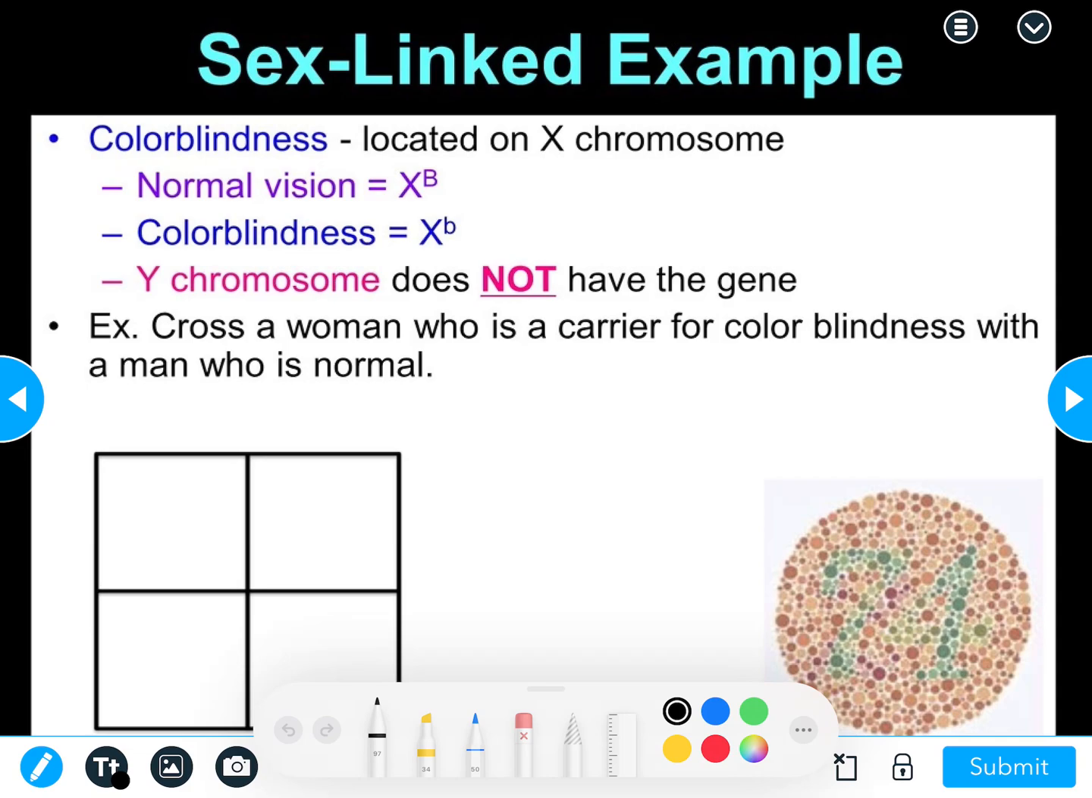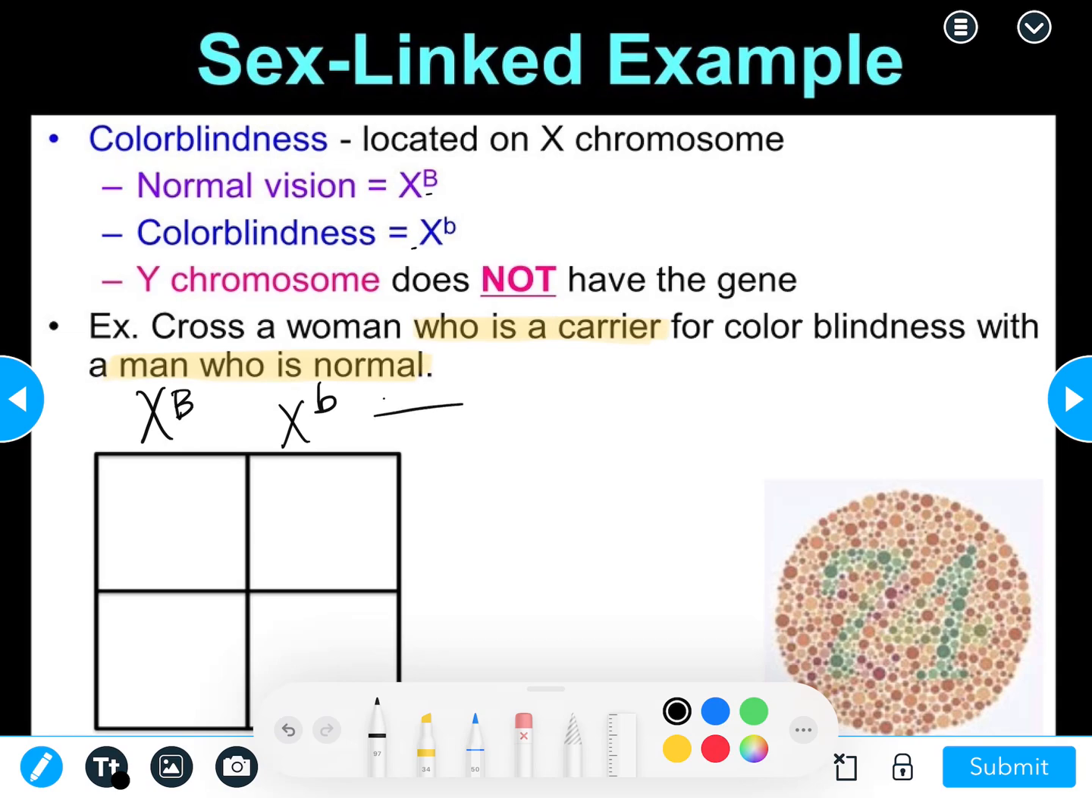So color blindness is a sex-linked recessive trait. So normal vision is X with the big B. Color blindness is X with the little b. Y does not carry the gene. So we are going to cross a woman who is a carrier. Carrier means she carries the trait, but she doesn't have it, with a man who is normal. And I kind of hate using the word normal, so we're going to say a man who does not have color blindness. All right, so we're going to cross the woman who's the carrier, so that means she has a big B and a little b.